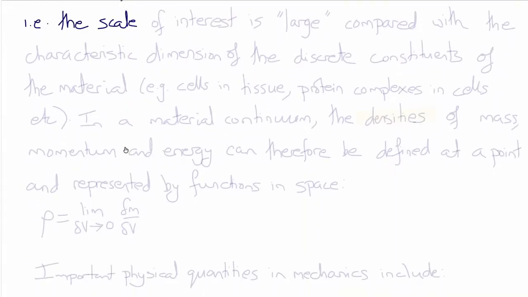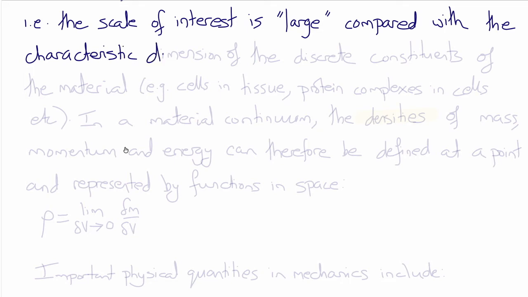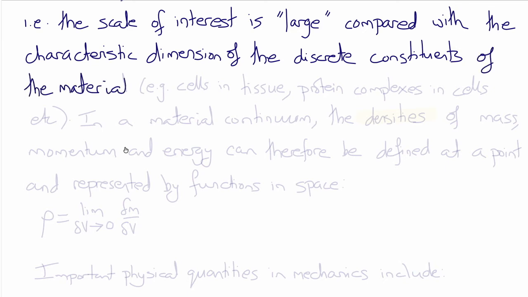So what do we mean by scale here? What we mean is that the scale of interest of the problem is large compared with the characteristic dimension of the discrete components of the material. Now, what those are depends on the material. For example, in a tissue, it could be the size of the cells. In cells, it could be the size of the protein complexes. In a bucket of sand, it's the size of the grains of sand. So the scale is determined by the composition of the material and the relative discreteness of the material.